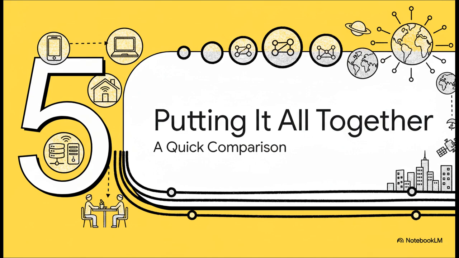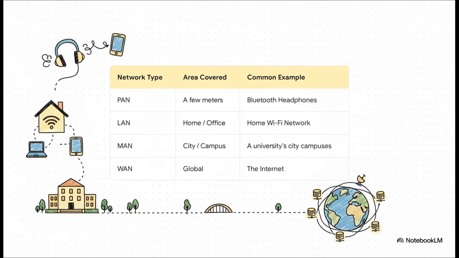Okay, we've covered a lot of ground, zooming all the way out from your pocket to the whole planet. So let's put it all together and do a quick side-by-side comparison. So here it is, all laid out nice and neat. We start with the PAN, connecting your headphones over just a few meters. Then you've got the LAN for your home or office. Then the MAN, connecting different campuses across a city. And finally, the big one, the WAN, the internet, spanning the entire globe. It's a really perfect way to see the progression in scale, isn't it?